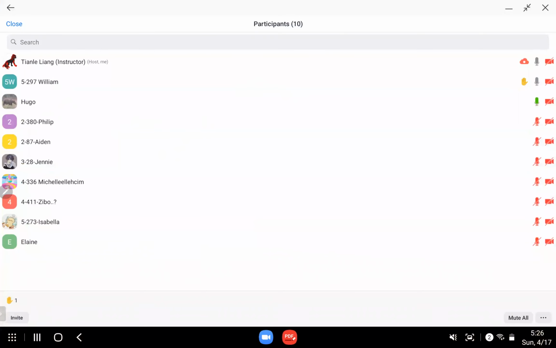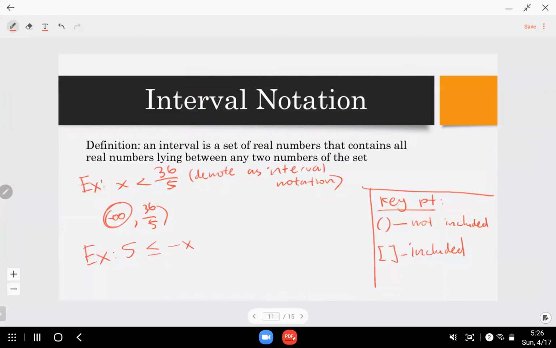Pretty sure it's... yes, pretty sure the lower end is... no wait, negative 5 is greater, I mean, less or equal to negative x. Yes. I mean, it's not hard, right? It's not hard. It's pretty easy. Just solve the equation, then you do it.